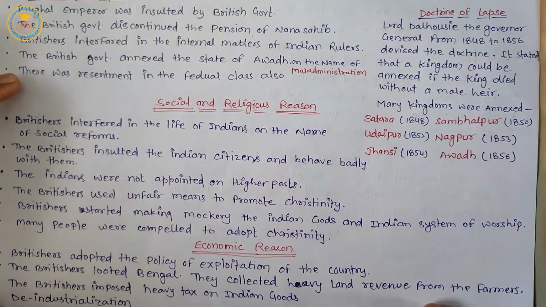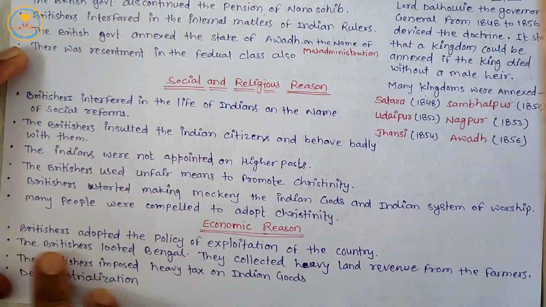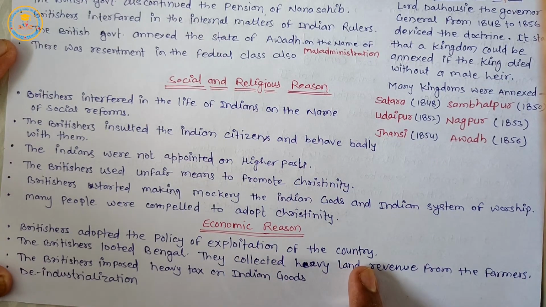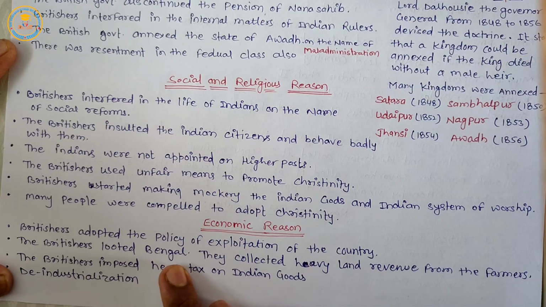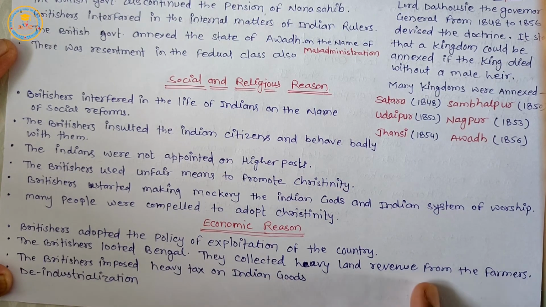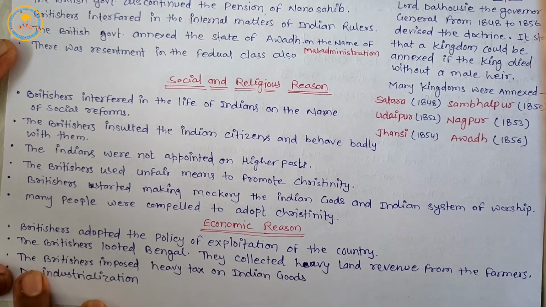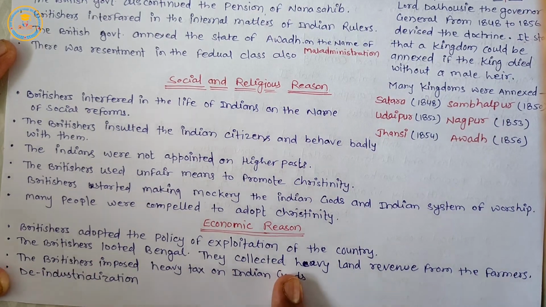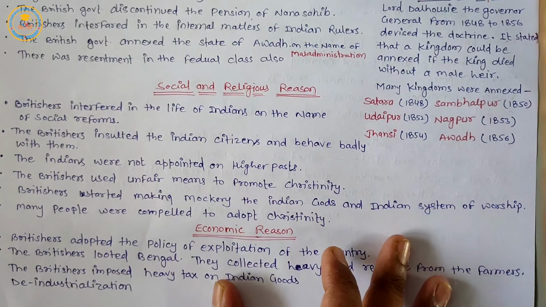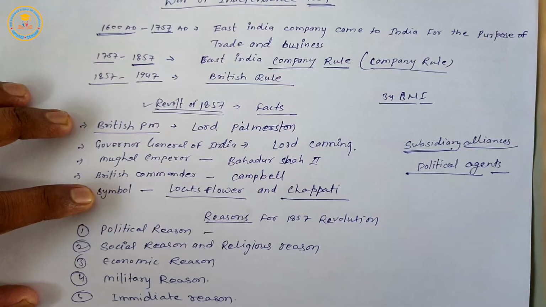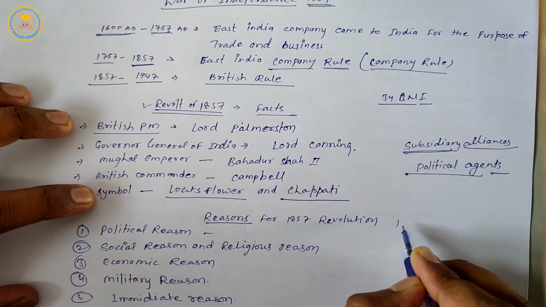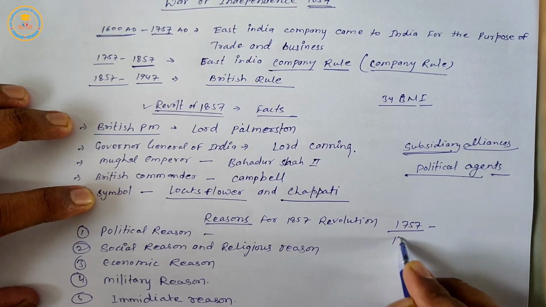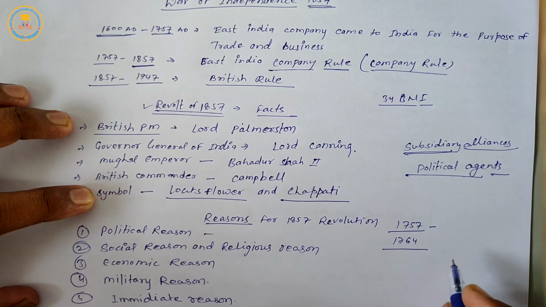Next, economic reason. The British adopted the policy of exploitation of the country. The Britishers looted Bengal and collected heavy land revenue from the farmers. This happened after the Battle of Plassey and the Battle of Buxar. The Battle of Plassey took place in 1757 and the Battle of Buxar in 1764.